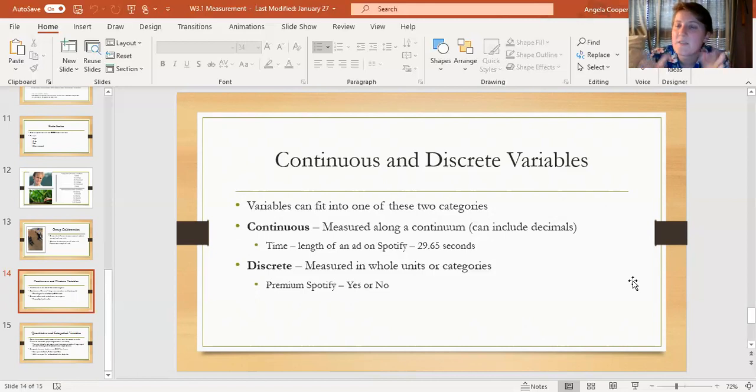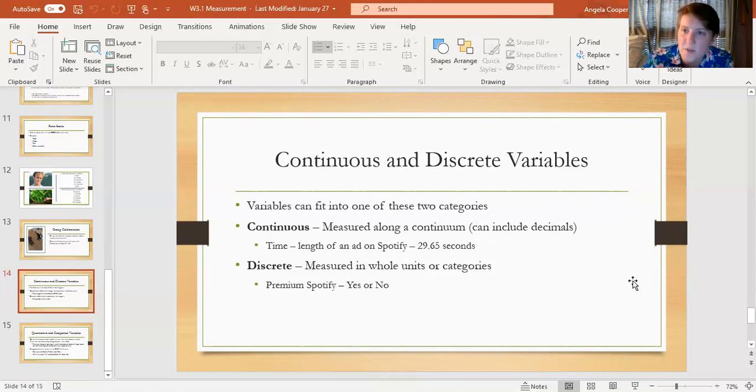Any variable can fit into either one of these categories, be it how many bottles of shampoo you use in a year. Well, use, not consume, makes it seem like you're chugging shampoo. I don't suggest that. Or what your average income is in a year, how many times the length of your favorite song, whatever. Any variable that you have is likely going to fall into one of these two categories, and those are continuous and discrete.